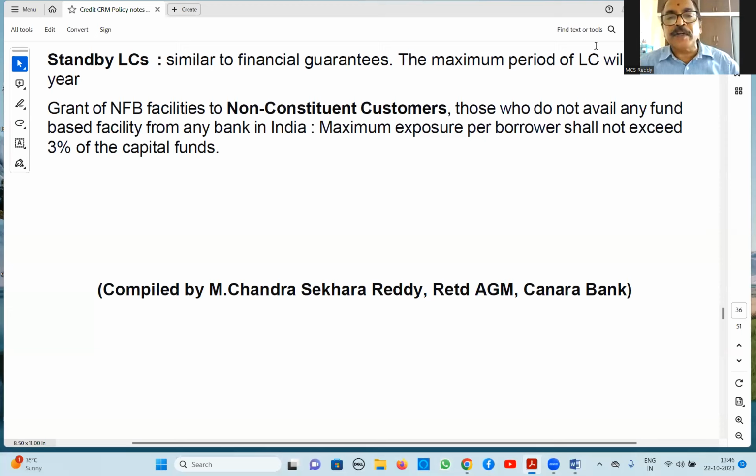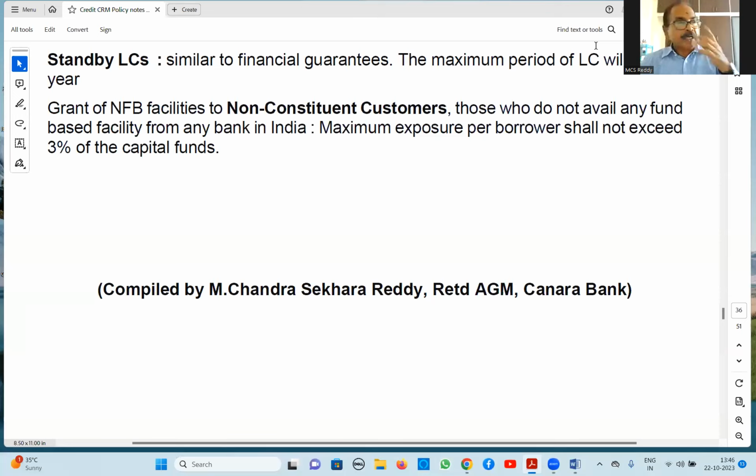LDBC, loan system for delivery of bank credits. It applies for working capital limits of 150 crores and above from the entire banking system. Minimum 60% should be working capital demand loan, and the remaining can be CC. And next, 20% on unavailed limits, capital is to be maintained. These are the 3 points in LDBC.